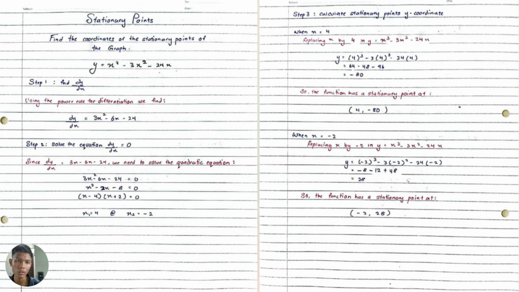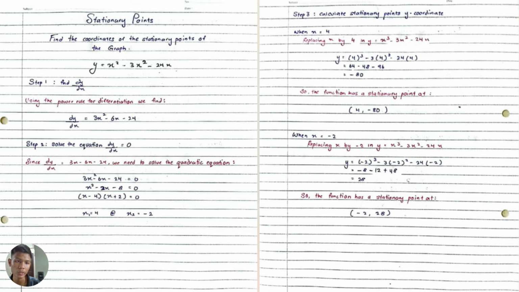Okay, so for the next stationary point question, it goes like this: find the coordinates of the stationary points of the graph. The given equation is y equals x to the power of 3, x cubed, minus 3x squared minus 24x. For step 1, find dy over dx. Using the power rule for differentiation, we find dy over dx equals 3x squared minus 6x minus 24.